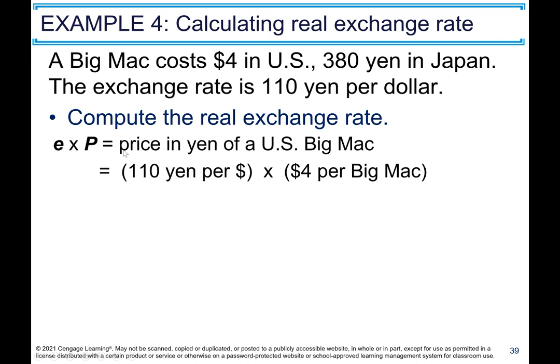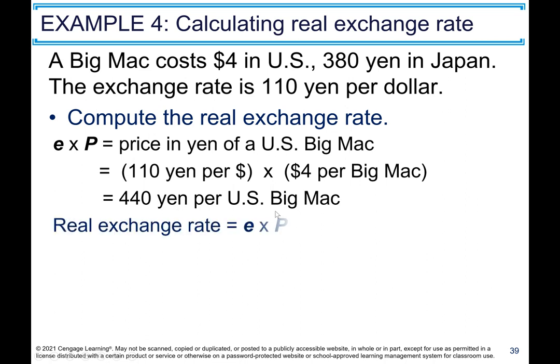Lowercase e times P is equal to the price in yen of a US Big Mac, or equals 110 yen per dollar times $4 per Big Mac, which is equal to 440 yen per US Big Mac.